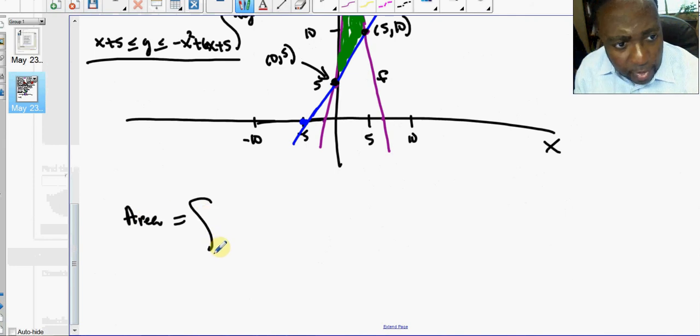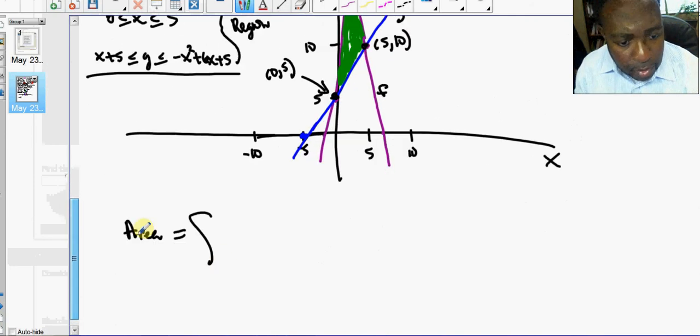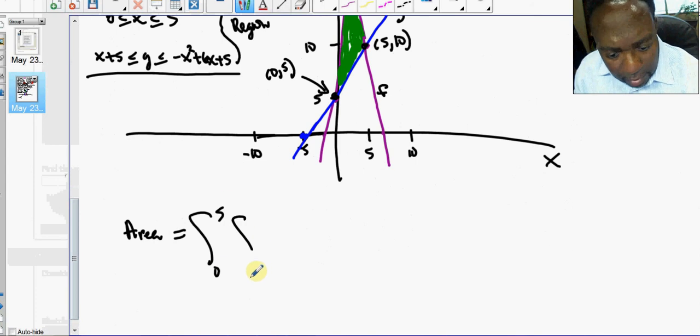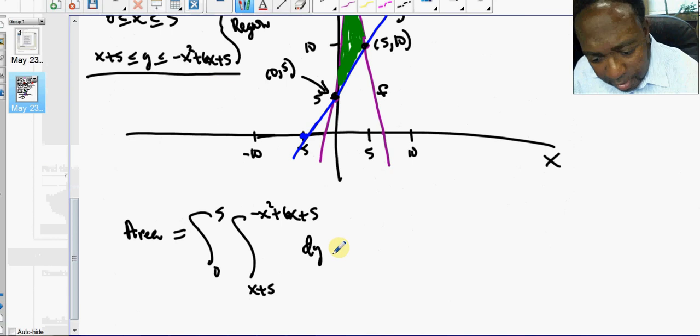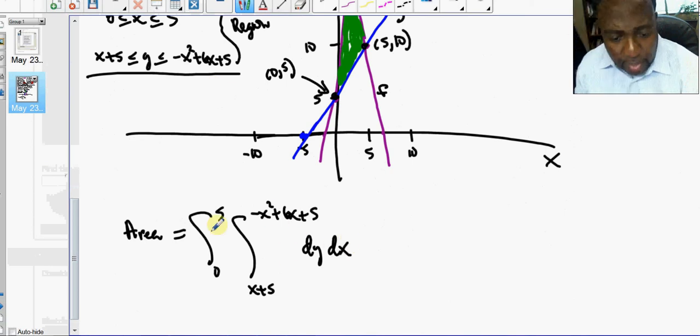you would have x going from 0 to 5, and then you have y going from x plus 5 to negative x squared plus 6x plus 5. This would be dy and then dx. See, the y's are here with this integral. Then on the outside is the dx.